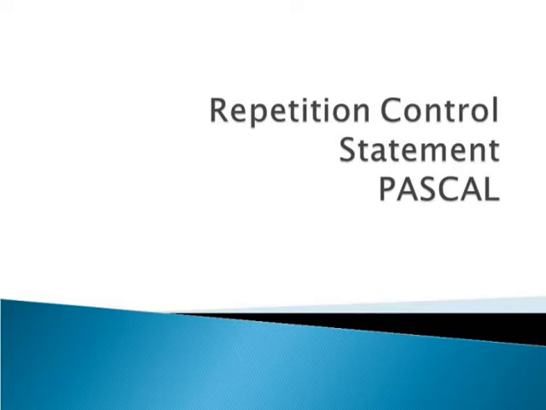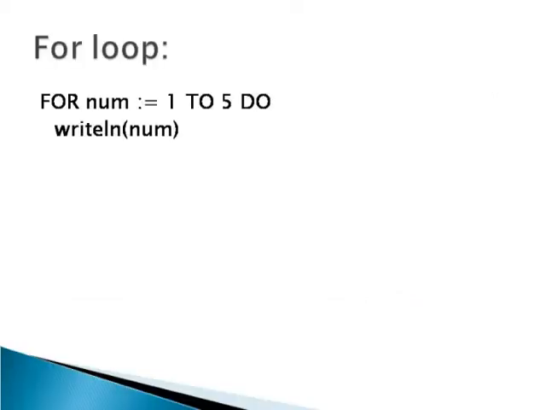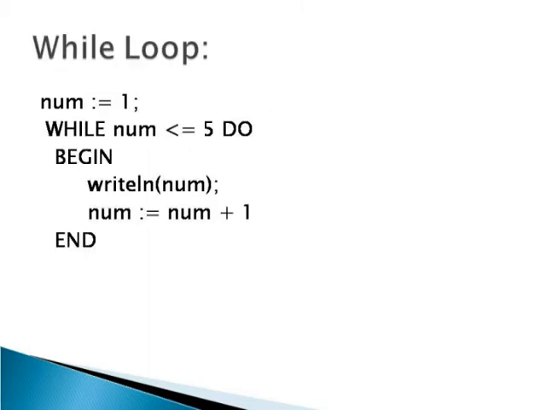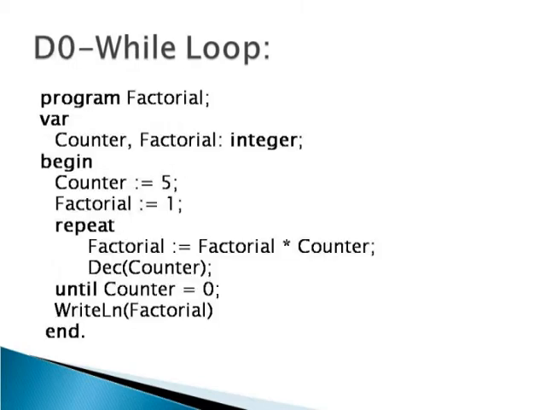Repetition control statements in Pascal. For loop to print 1 to 5 from Pascal. While loop to print numbers from 1 to 5. Here the number is initialized to 1, and inside the while loop the number value is incremented by 1. Here we have provided the example coding to count the factorial of number 5.